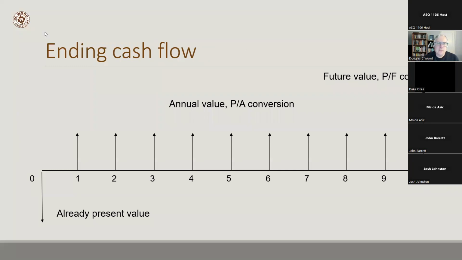And we have a future value. See it over there? So we can salvage the equipment and we're going to get a chunk of money back for it. And of course, that has to be brought back to year zero also. All right.